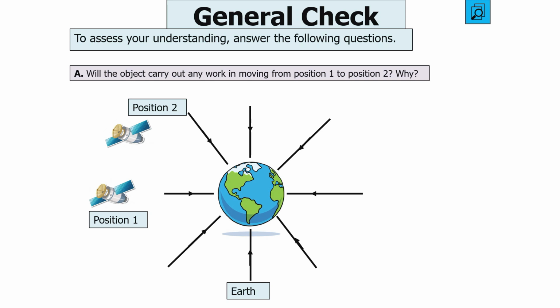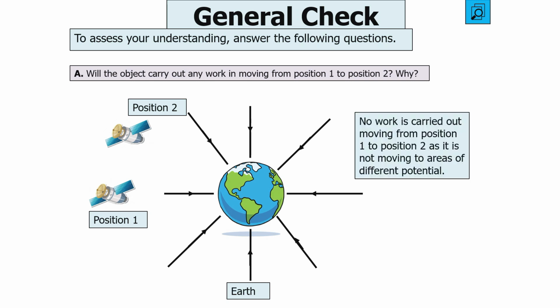Will the object carry out any work in moving from position 1 to position 2, and why? No work is carried out moving from position 1 to position 2 as it's not moving to areas of different potential.